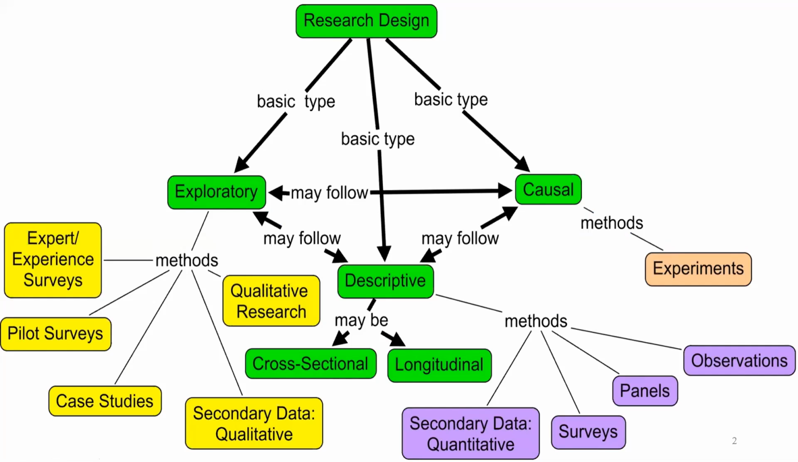Mixed method research. We didn't discuss mixed method. It means a combination of what? Exploratory, descriptive and causal. They combine. That is called mixed method research, the third type.